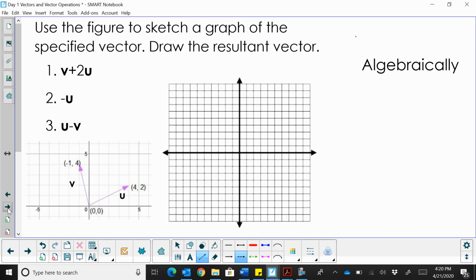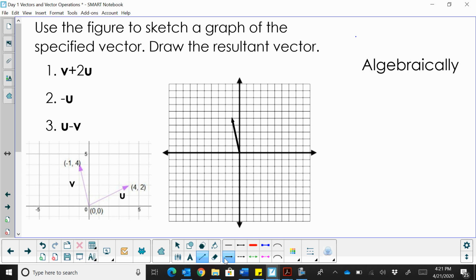Okay, so that's how you sketch them. Now, let's do it with a Cartesian coordinate plane. So let's draw each of these vectors. The first one I'm going to draw is V, and I'm going to add 2 of U's. Well, I have coordinates, so I can write these out or draw them a little bit easier. So I'm going to start with V, which is -1, 4. So there's the first one. And then I'm going to add to it 2 U's.